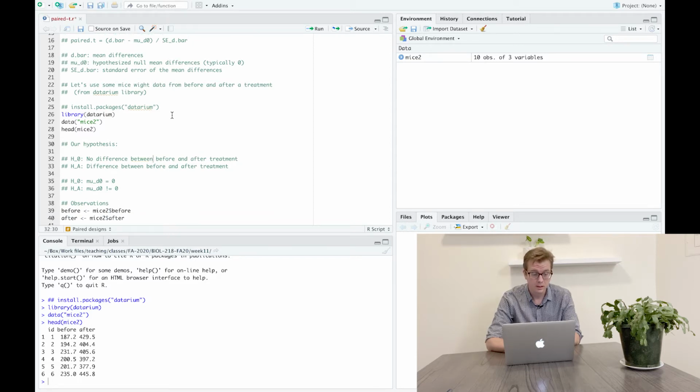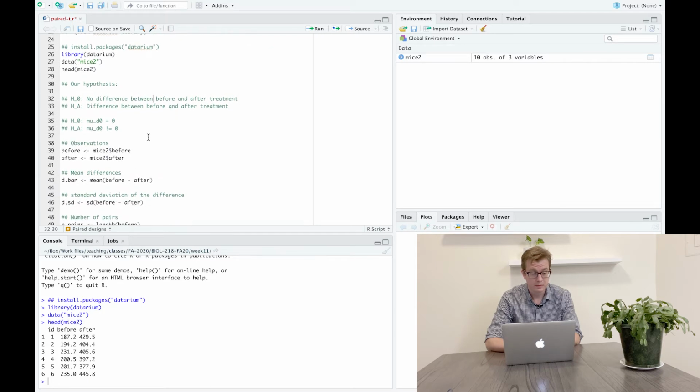So our null hypothesis is that there's no difference between the weights before and after treatment. And our alternative hypothesis is, in fact, there is a difference between before and after treatment. We can rewrite that as an expression of mu d naught, and therefore our null hypothesis is that mu d naught equals 0, and our alternative is that mu d naught does not equal 0.